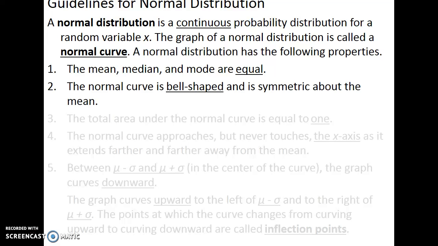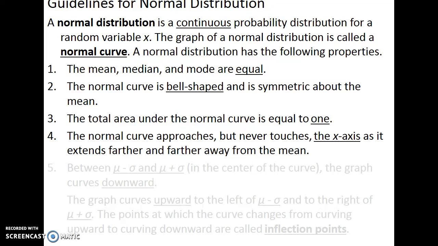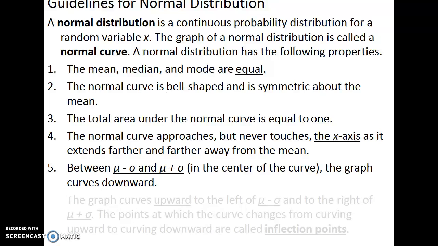It is bell-shaped and symmetric about the mean, so half will be on the left of the center, half will be on the right. The total area under the curve is equal to 1, meaning 100% of the time it's going to be represented under there. Think of it like we do in probabilities. The normal curve approaches but never touches the x-axis as it extends further and further from the mean. So it's going to look like it's getting infinitely close to it, but it technically will never actually touch the x-axis. You'll see that in a second when we look at it.